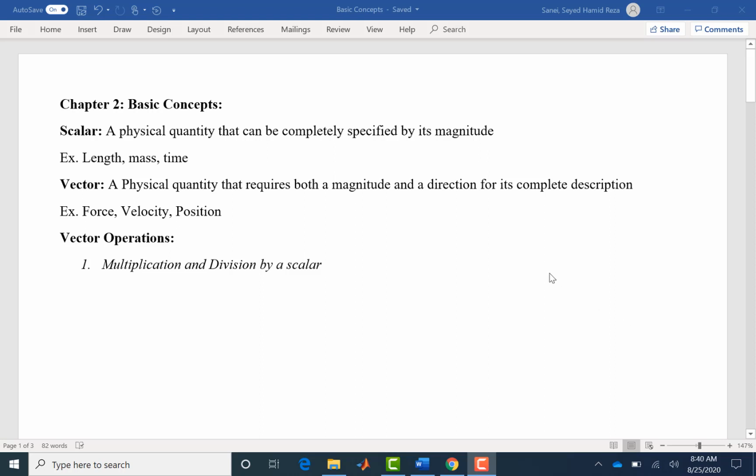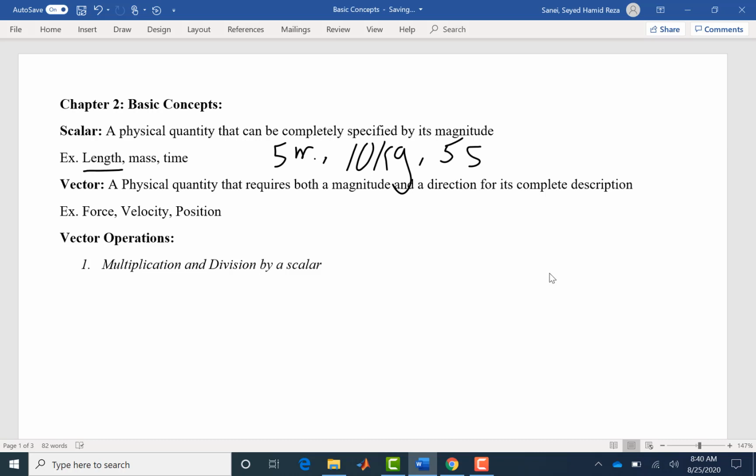Scalar, the definition is a physical quantity that can be completely specified by its magnitude, which means that we only need one value to fully describe a scalar. A scalar could be length, which means that if I want to describe that, I just need to say 5 meter. Or the mass, let's say 10 kilogram. You just need one value, like 10 times 5 seconds. And of course, you need to have a corresponding unit for it.